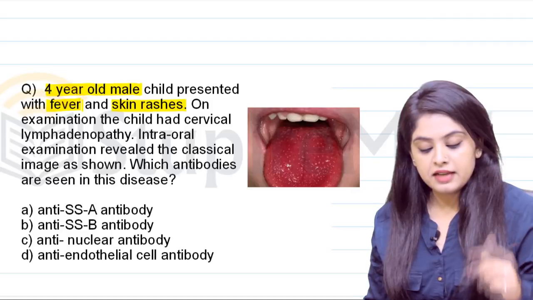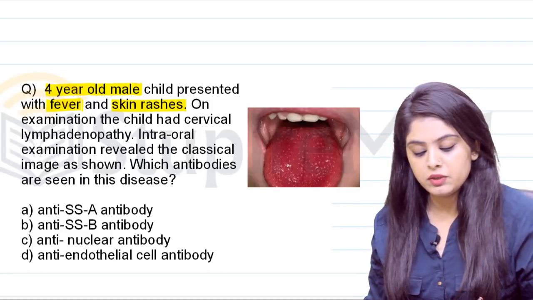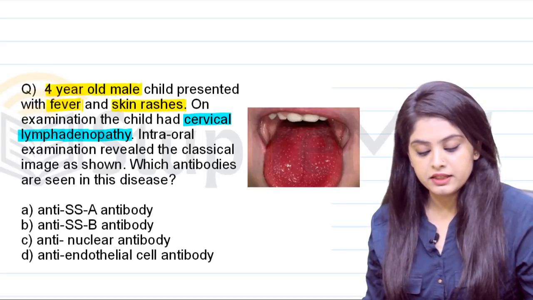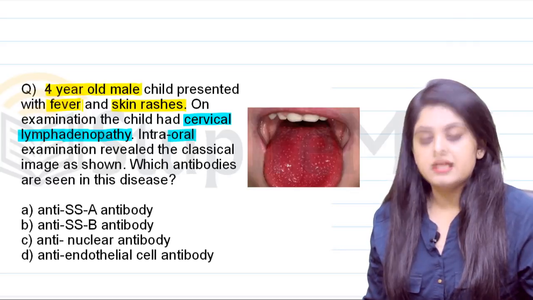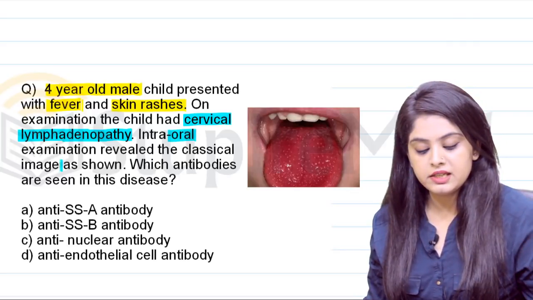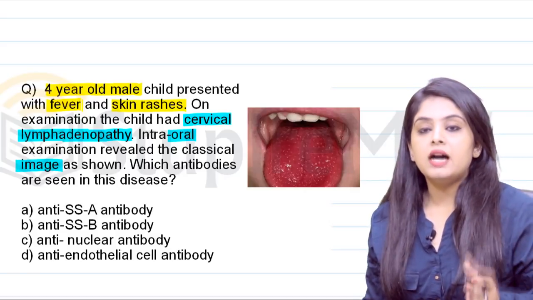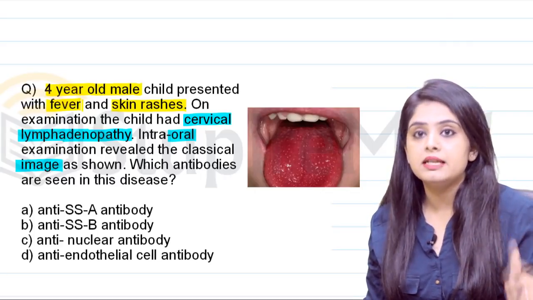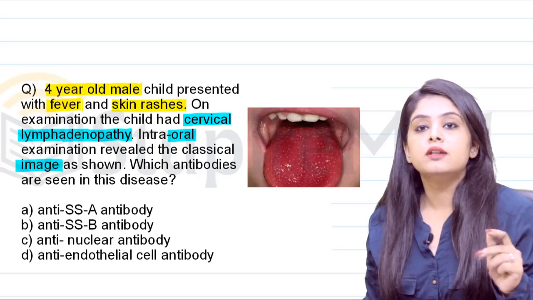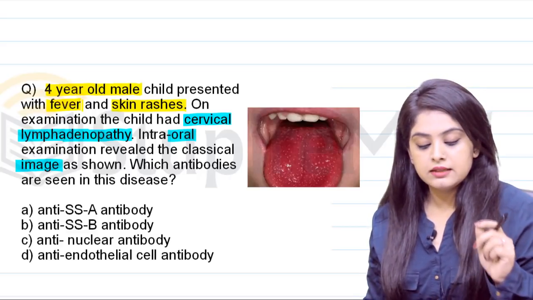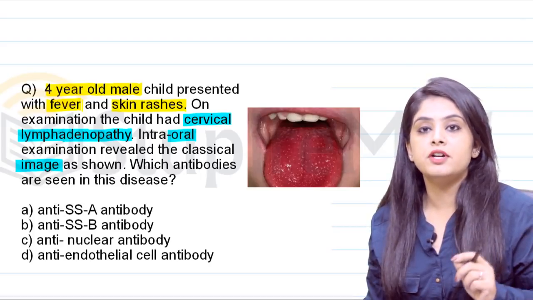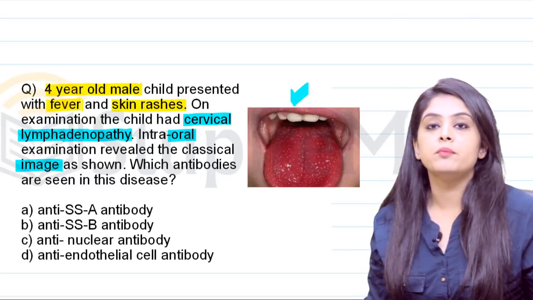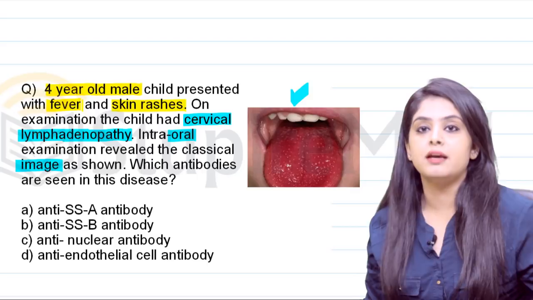Now the child has come to us, and on examination, the next finding that we note is cervical lymphadenopathy. That is a finding that we have elicited. And on intraoral examination, this is the image that the examiner has shown to us. So partly the information of this question has been given. We have a 4-year-old child, pediatric age group. He has presented with fever and skin rashes. The third finding is cervical lymphadenopathy. The next finding, the examiner wants you to identify from this particular image of intraoral examination.